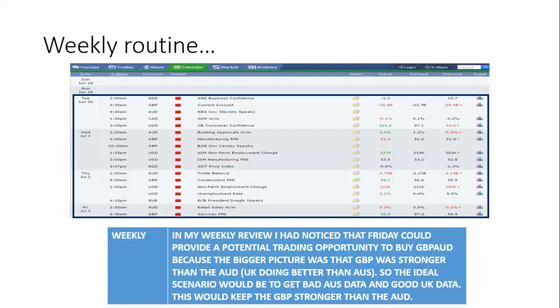So that was on my agenda for Friday. Didn't mean there was a guaranteed trade on Friday, but it was on my agenda for Friday. So I was planning in advance in terms of what I wanted to see happen before I trade it. If Australian data came in good and was positive, I wouldn't trade it. And if the pound data came in negative, I wouldn't trade it, because that goes against the bigger picture.